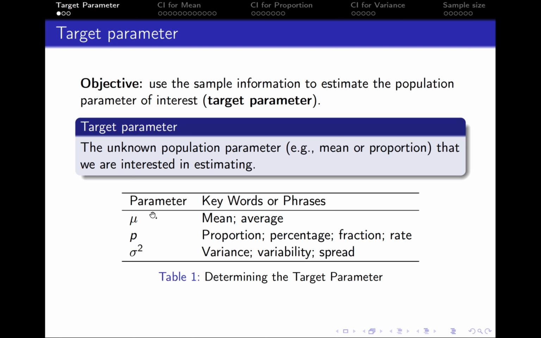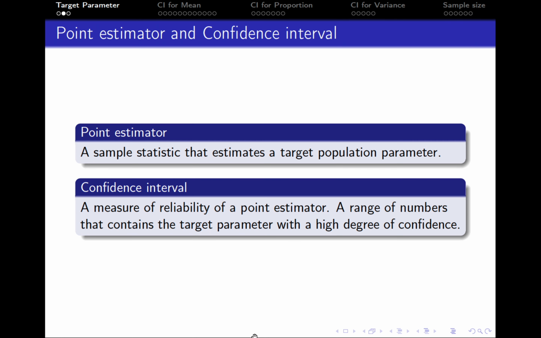And we've already met them in the previous lecture. So mu stands for the population mean, or it can also be population average. P stands for the population proportion. In the exercises, it can also be mentioned as percentage, fraction, rate. Sigma squared, this is the population variance, which can also go under the names of variability and spread.